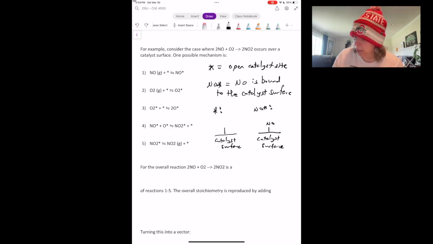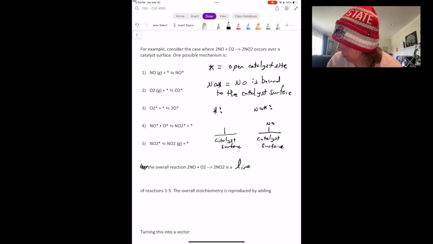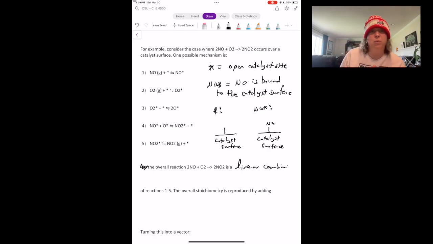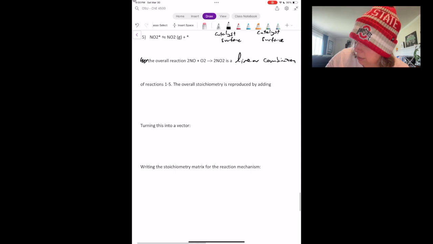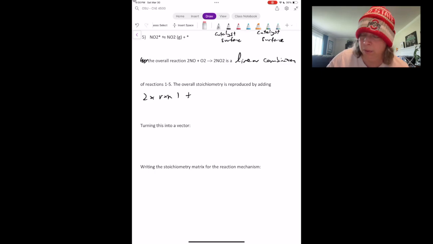So the overall reaction, typo there again, the overall reaction 2NO plus O2 goes to 2NO2 is going to be a linear combination of steps 1 through 5. And the overall stoichiometry is reproduced by adding 2 times our reaction 1 plus 1 times reaction 2, plus reaction 3, plus 2 times reaction 4, plus 2 times reaction 5.